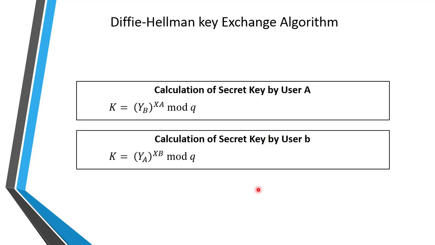So this is the simple Diffie-Hellman key exchange algorithm, which is an asymmetric key algorithm and is used to exchange the secret key or symmetric key between the sender and the receiver. Now we will prove that YB raised to XA mod Q is equal to YA raised to XB mod Q. So here we have YB raised to XA mod Q. We know that YB is the public key of user B. So YB equal to alpha raised to XB mod Q, whole raised to XA mod Q.